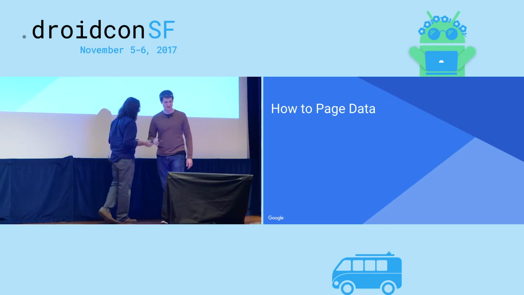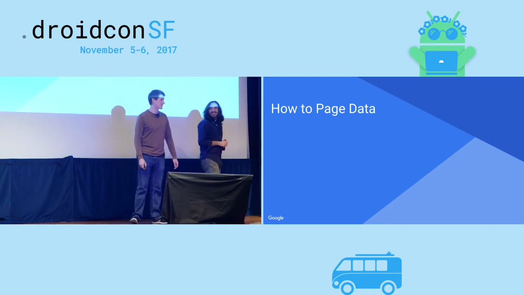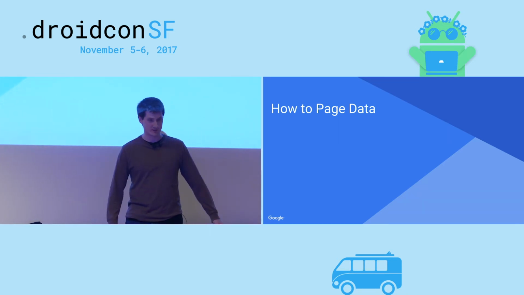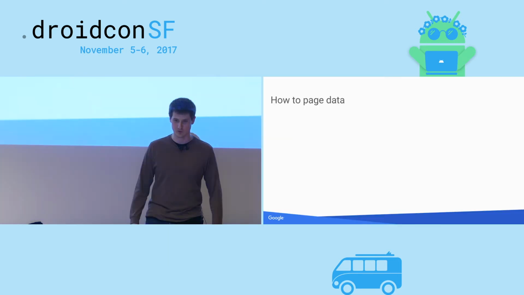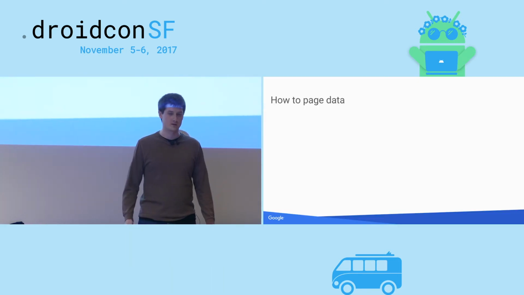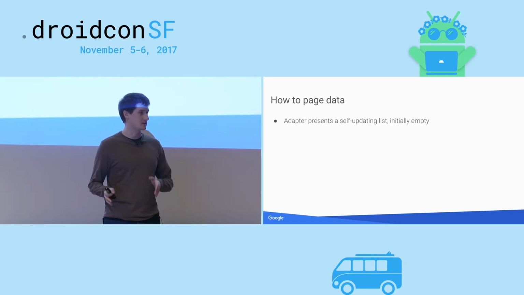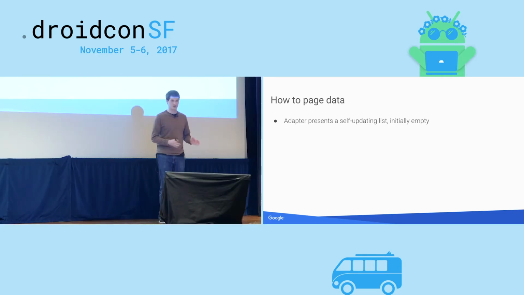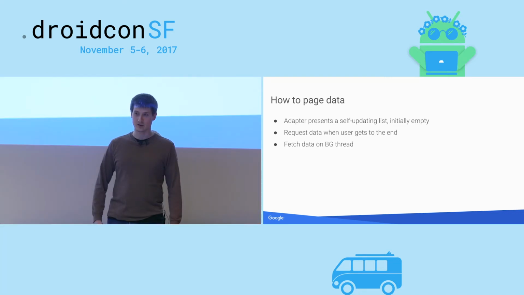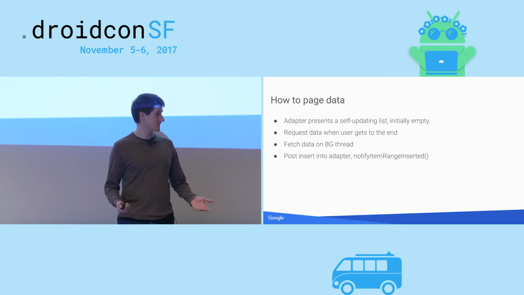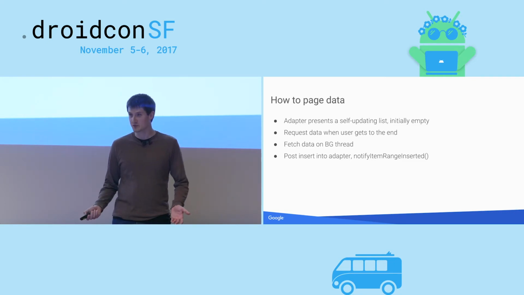There's a lot of goals to put on us, like a lot of constraints to work within. But okay, let's talk about how we go about paging in data within all of these constraints, within all of these different UX decisions that we have to support. So when you want to page data, the first thing that we want to do is we take a self-updating list that is not owned by the adapter but can be referenced, and we start that out as empty. It's pretty simple. We request data when the user gets to the end of the list, and we fetch data on a background thread. We send that data over to the adapter, and we're basically done, right? Like that's most of what we need to do.